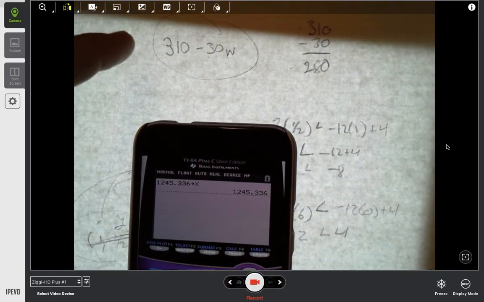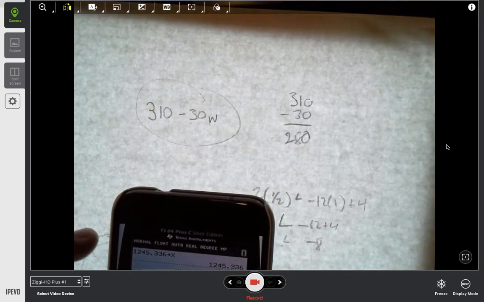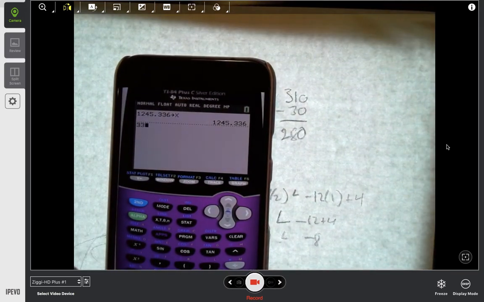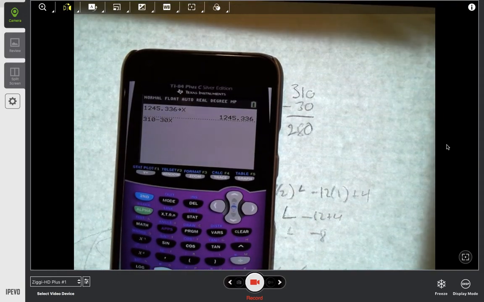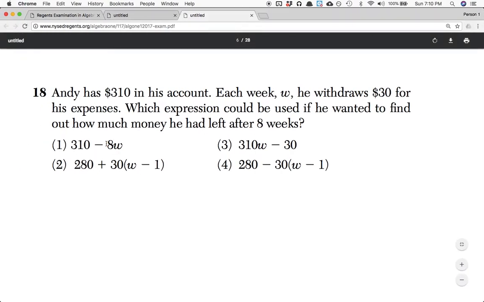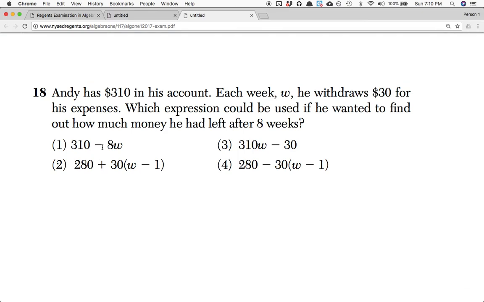So we're going to check 310 minus 30w. So 310 minus 30x. And I want to test if it's equal. Again, don't forget, the way you check two things against each other is you go to that test button, second test, hit the equal sign, and you test it against the different solutions. So we're going to try answer choice 1, just testing it out. 310 minus 8x. And if it was right, it would give us a 1.